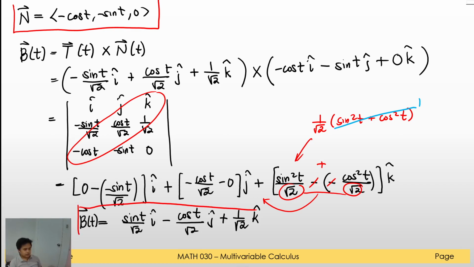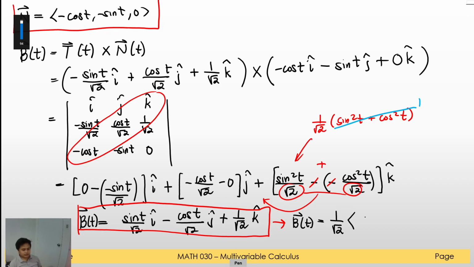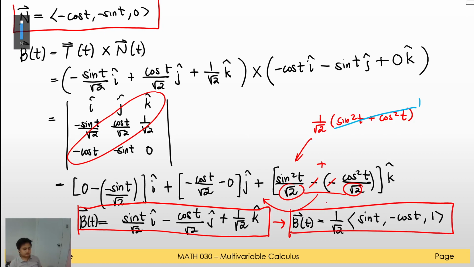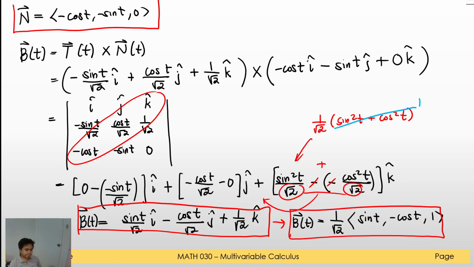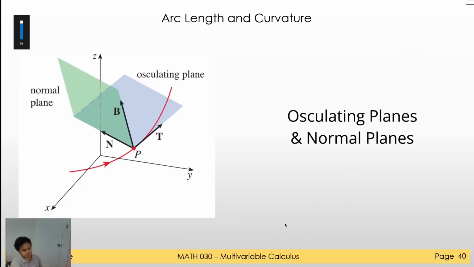Okay, you can write it in this form, or you can factor out. This is also the same as 1 over the square root of 2, and we can also write this as sine t, negative cos t, 1. So we can write this in different forms. Okay, so that's it for this example.